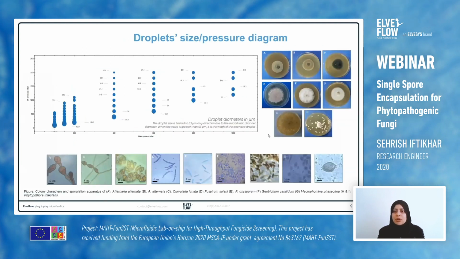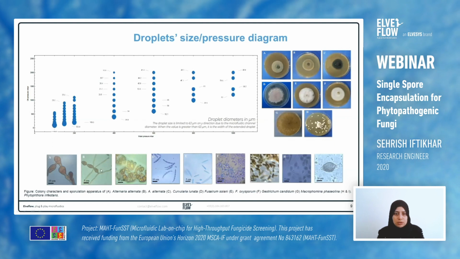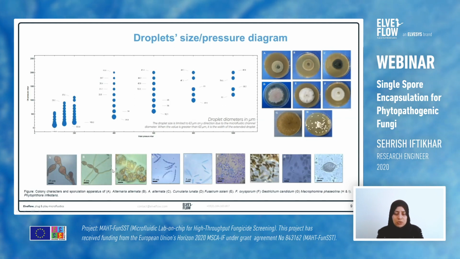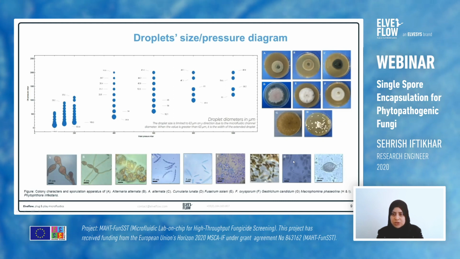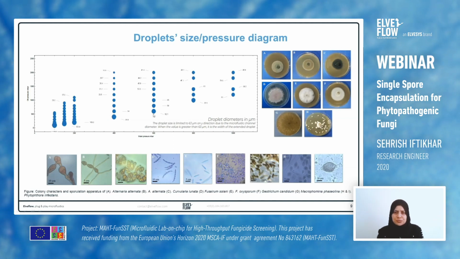So this technique can be applied to various fungi depending on the size. We can apply it for fungi with shorter spore size, for example, the Alternaria species and Fusarium, whose spores range from 10 to 20 microns, to the other fungi with a bit larger size of spores, for example, Fusarium and Macrophomina, Phytophthora, etc.